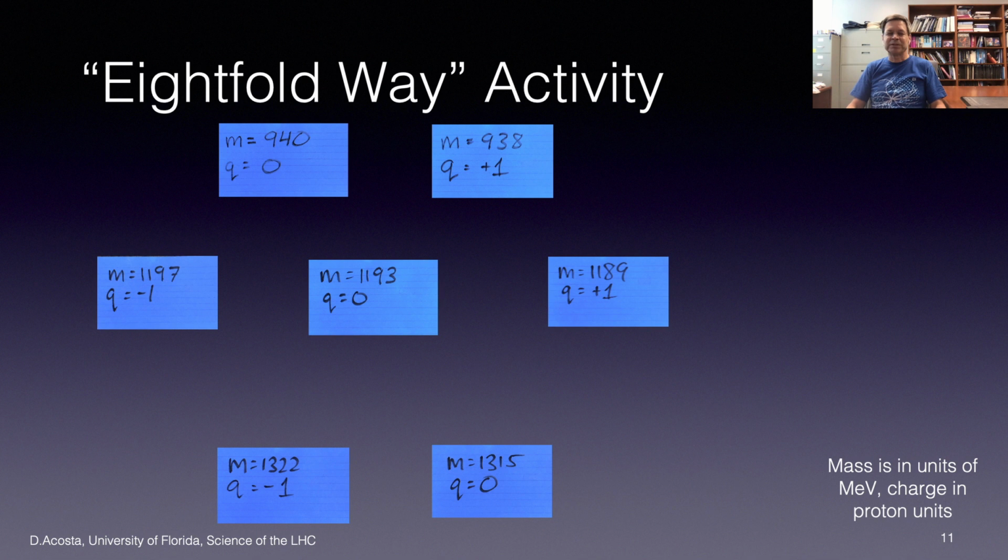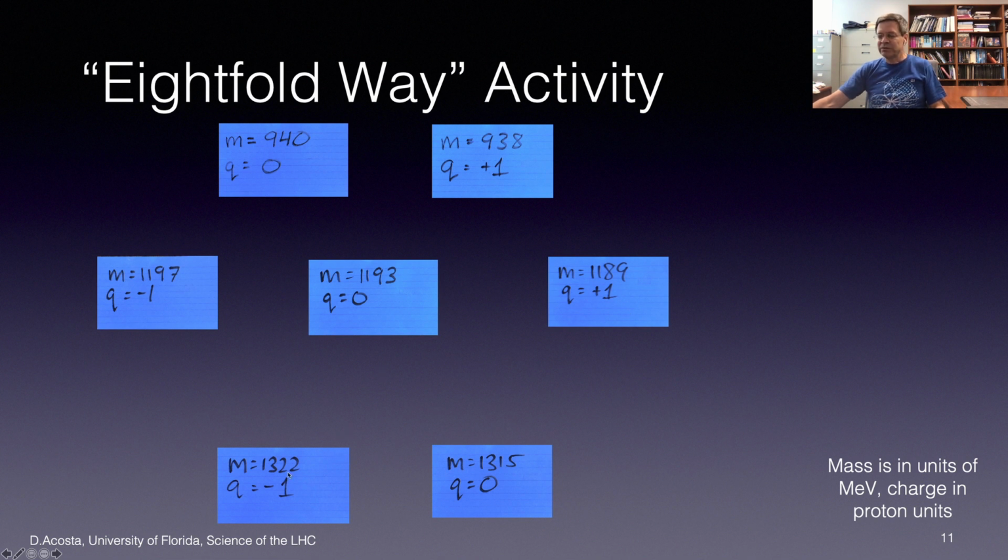Okay, so what have we done here? Top row, two cards. Mass 940, mass 938. Those are pretty close, right? I think they might be similar. One's electrically neutral, charge 0, and one's got +1. Next row, the mass has gone up a bit in MeV. 1197, 1193, 1189. They're not the same, but they're pretty close. They're definitely heavier than the ones above. Apparently there's a negatively charged version, a neutral version, and a positively charged version.